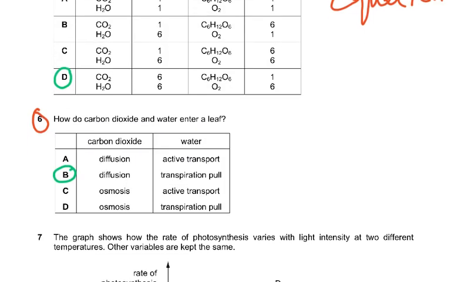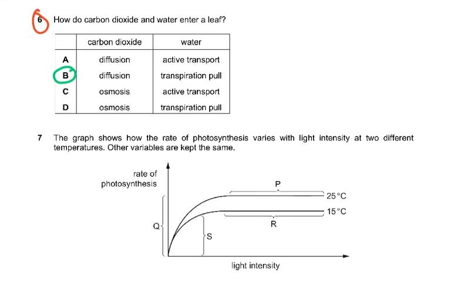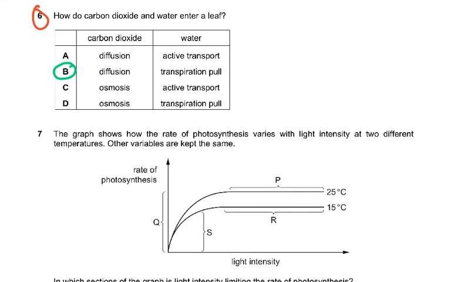If you look at question number 6, how do carbon dioxide and water enter a leaf? So basically, carbon dioxide enters a leaf through the stomata by diffusion. But how does water enter a leaf? Through the xylem, from the soil. The water is in the soil, and then it enters the root hair cell, and then it's pulled up. Why would it be pulled up? Because as water vapors diffuse out of the leaf, a transpiration pull is created.